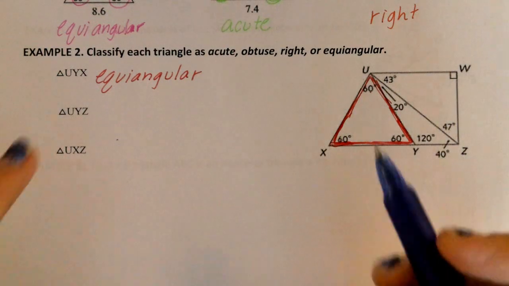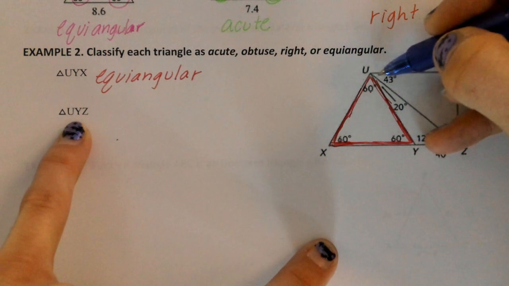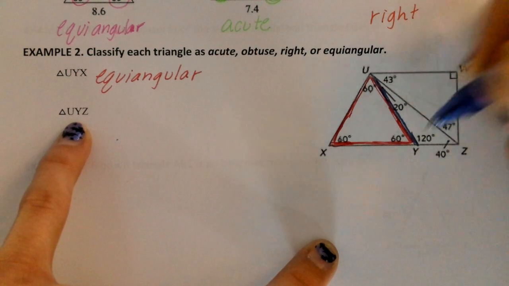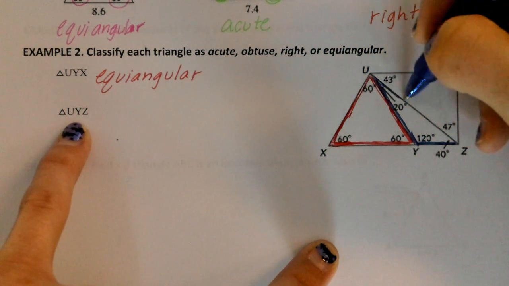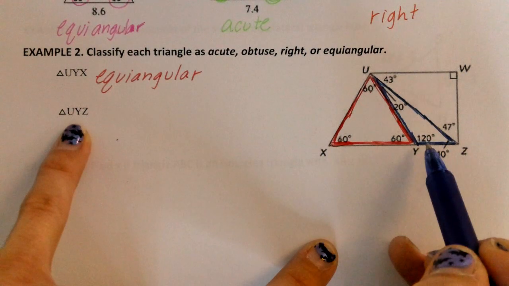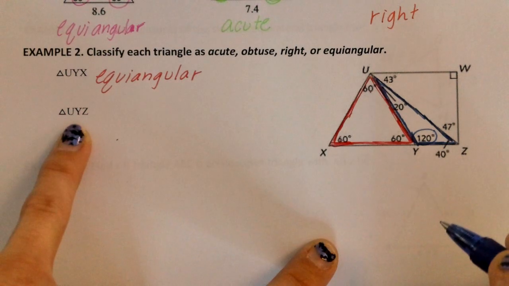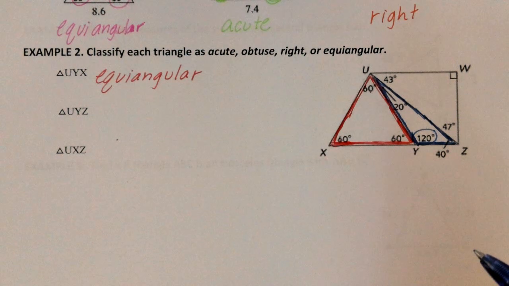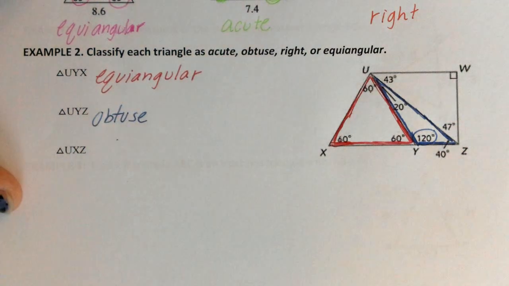Next, we'll take a look at triangle UYZ. So we're going to go from U up here, down to Y, right here, okay, over to Z. And that's how we're going to name our triangles, those vertices. And we take a look at this triangle right here, we see this 120 degrees, telling us we have one angle that is over 90 degrees. We have an obtuse angle, so we have an obtuse triangle.